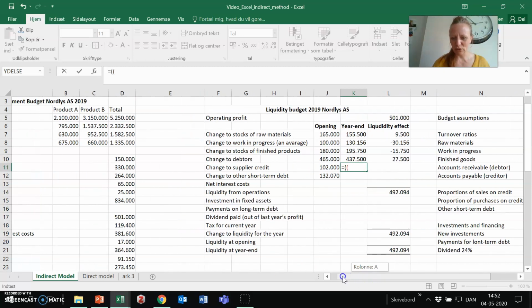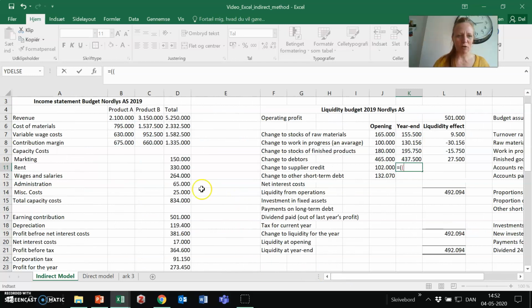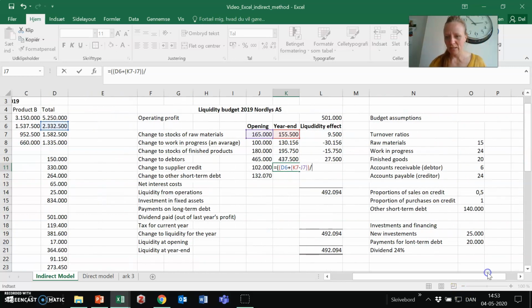So we go over into the income statement. How many materials have we used so far for the production we have sold? Well, the 2.3 million over here. To this we add, in a new bracket, the change that is taking place on stock. The year-end value of the stock of raw materials was 155. Now we subtract what was already there at the beginning, because then we have calculated what is left, and what is left must also have been purchased this year. Now we end the two brackets and divide with the accounts payable, in this case 24 times.